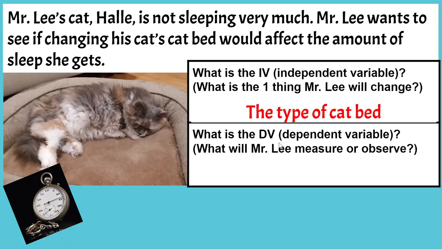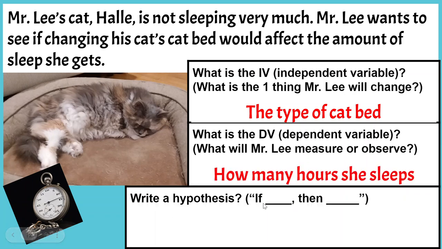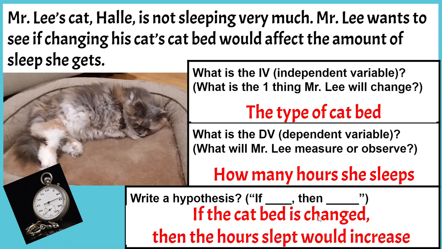Then, what is the dependent variable? What is Mr. Lee going to measure or observe? He's going to measure or observe right here the amount of sleep the cat gets. Okay? All right, if we had to write a hypothesis, we might say if we change the type of cat bed, then the hours of sleep will increase. If the cat bed is changed, then the hours slept would increase.